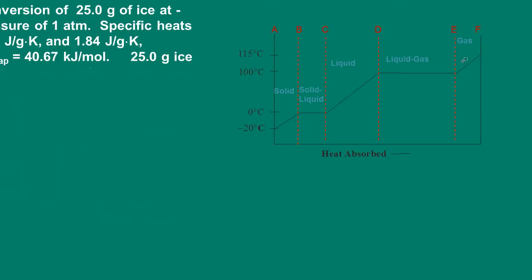So let's go ahead and take a look at what happens. Remember, in this process, heat is being absorbed. This is an endothermic process going from solid to liquid to gas. So here we start at a negative 20 degrees and we're heating up the ice. And once we get to the melting point, we have a solid and liquid, and the temperature remains constant until all of the solid is converted to liquid.